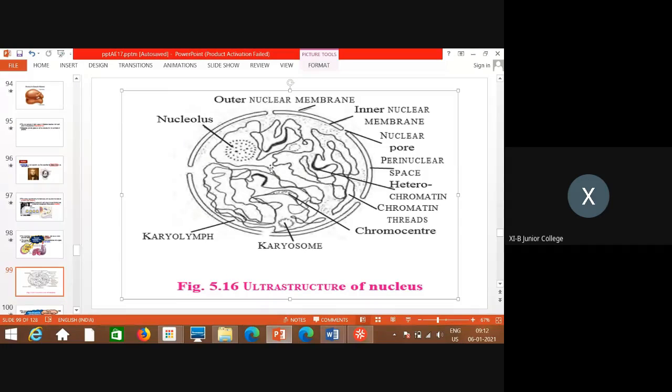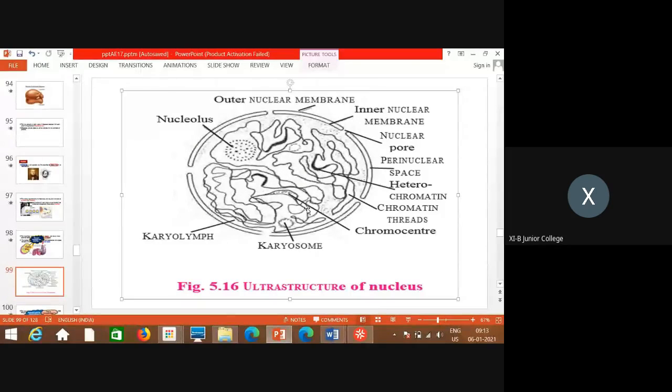Inside this nucleoplasm or the karyolymph, different type of substances like nucleic acids, proteins, some enzymes, ribosomes, such type of structures are present, and these are embedded in the nucleoplasm. These are seen in the nucleus. But the main part which is called as chromatin, gives the appearance of thread-like structure. So that is called as chromatin material or chromatin threads.